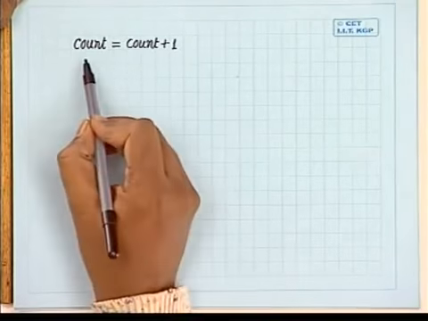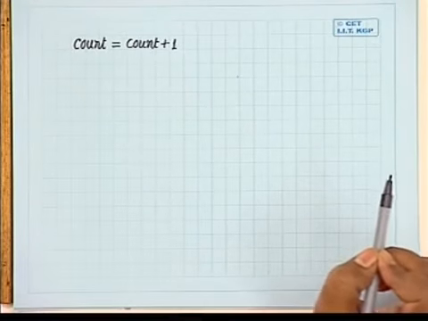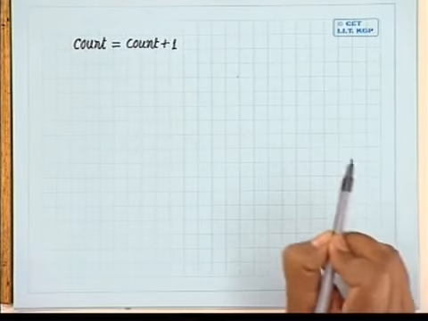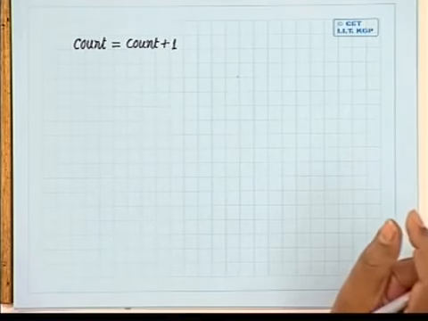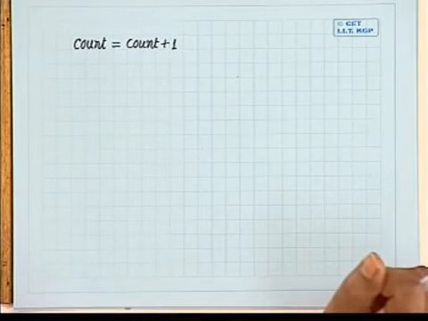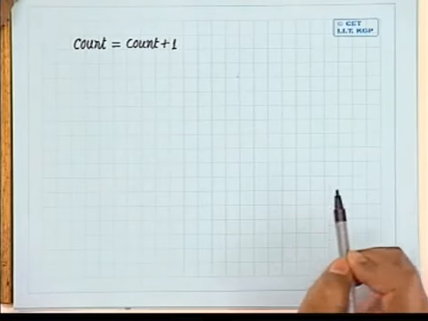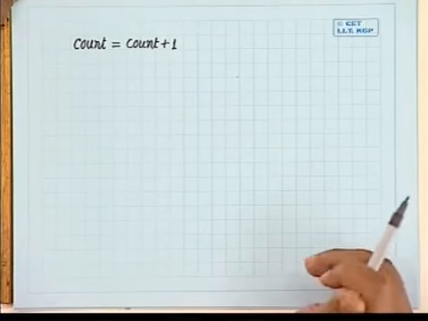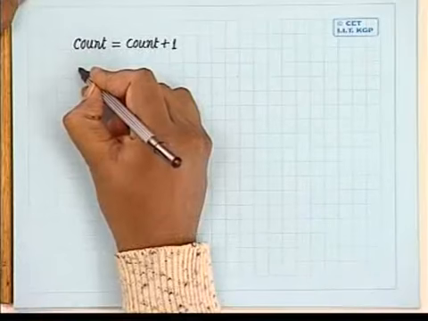Okay. And count, what is count? Count is nothing but a memory location, some location in the memory which is assigned to variable count. So whatever is the content of that memory location, that is the value of count. So when this count is to be incremented, the assembly language instructions which will be executed for this statement will be something like this.